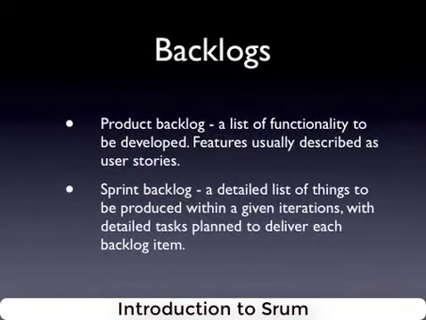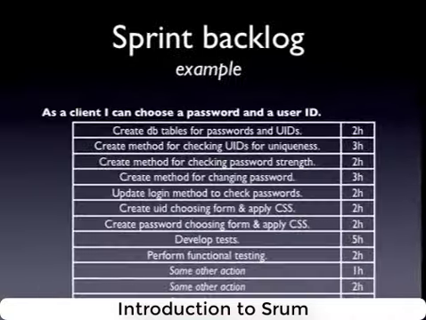The other list is the so-called sprint backlog, and we'll get to how it's created later on. But basically the product backlog describes everything that is to be ideally done in an application or a system or whatever is being developed. A sprint backlog describes in more detail what is to be done within one sprint or within one iteration. So let's look at an example again.